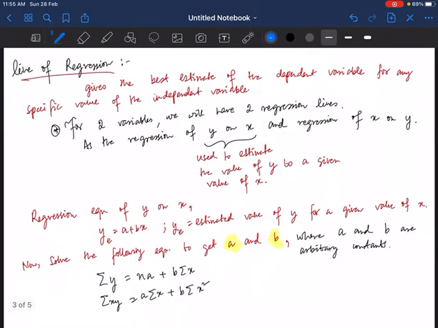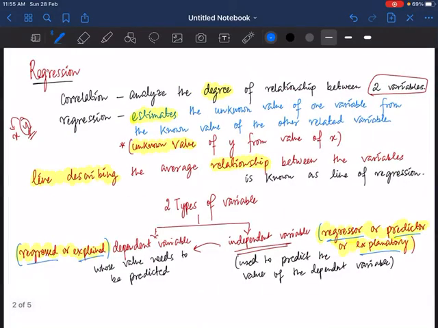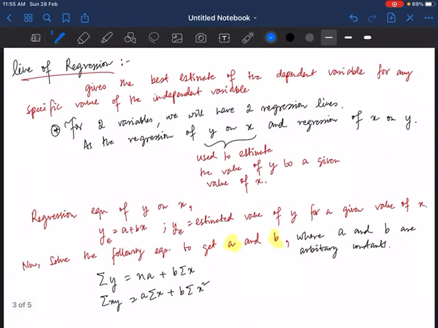Now let's move on to the next slide that says line of regression. Now we're going to talk about the line. Previously we had this line which describes the average relationship between the variables. So what is the line of regression? The line of regression gives the best estimate of the dependent variable for any specific value of the independent variable.